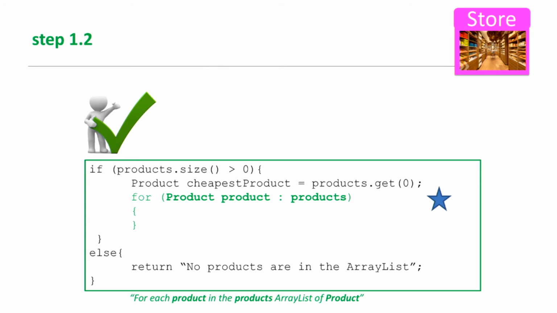So here's the solution to visiting every element of the array list. For each product of type product in the products array list, with our braces, this is how we would implement step 1.2. We're visiting every element of the array. So well done if you got that right.